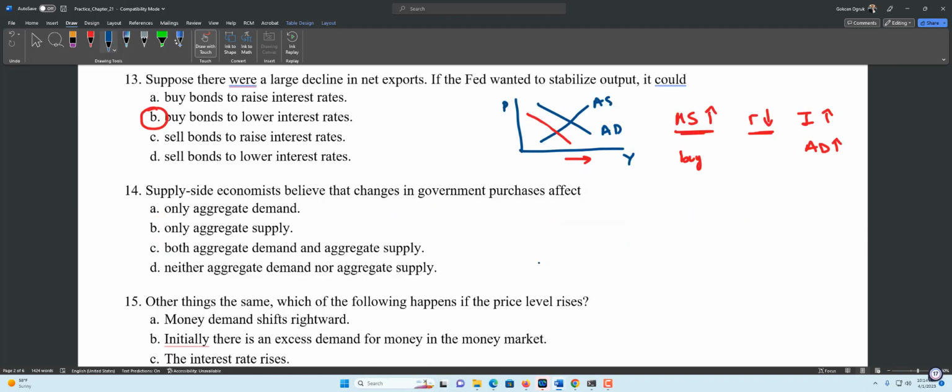Supply side economists believe that changes in government purchases affect both aggregate demand and aggregate supply. So when government spends more money for infrastructure, for instance, people have more jobs because employment is going to increase, also more income. But in addition to that, businesses are going to get advantage from a better infrastructure as well.